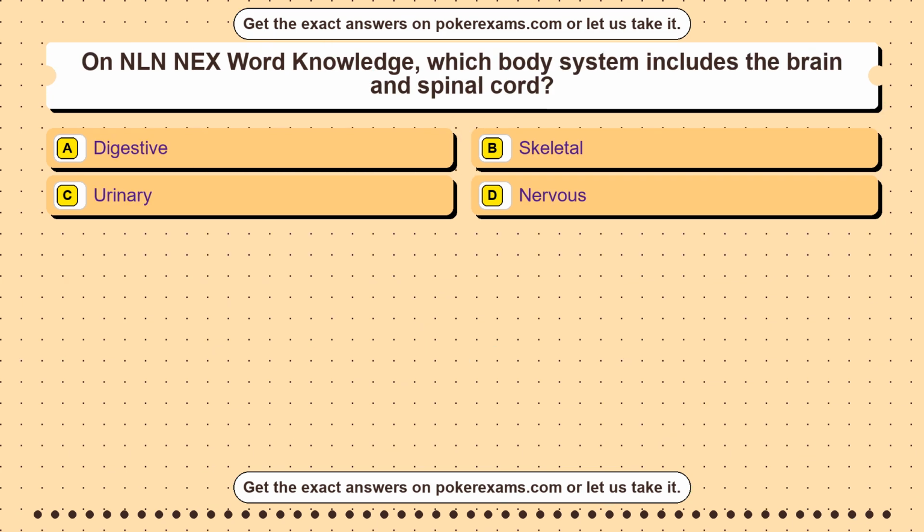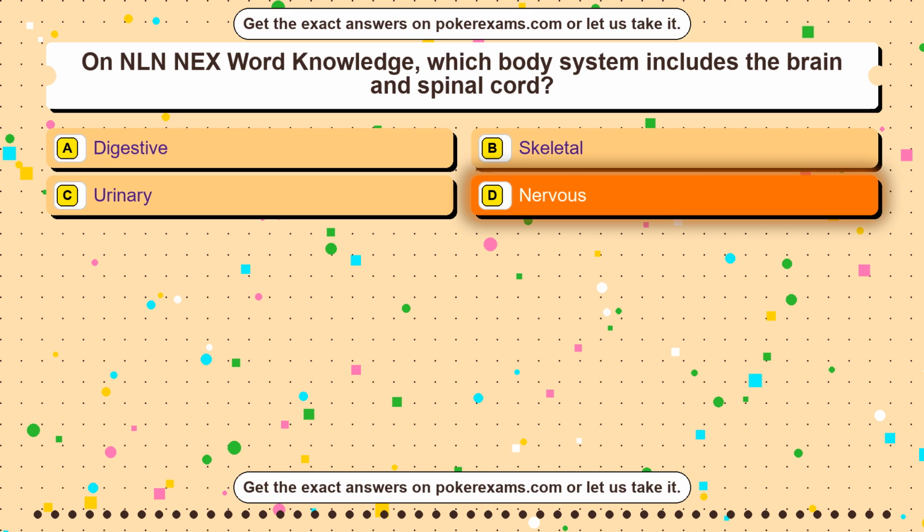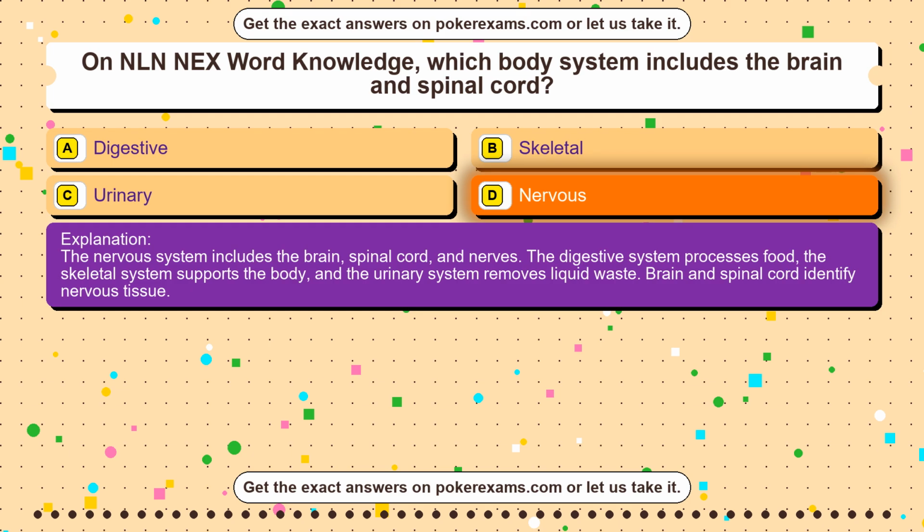Question 14. On GED word problems practice, which unit measures volume? Option A, meter. Option B, gram. Option C, degree. Option D, liter. The correct answer is option D. A liter measures volume or capacity. A meter measures length, a gram measures mass, and a degree measures angle or temperature depending on context. The volume clue points to liter.